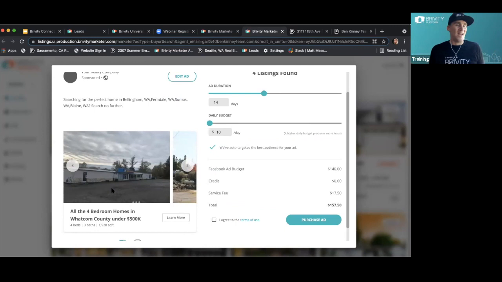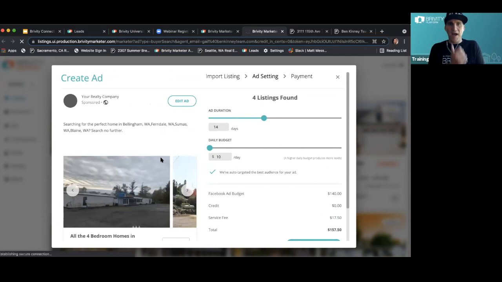We'll run it for a month and we'll say, look, we want to target homes for sale in Bellingham with 3+ bedrooms under 400,000. Homes for sale in Bellingham with 4+ bedrooms under 500,000. I think we would probably do a little bit higher here, right? Because there's not very many. Really powerful ad set that you can run.